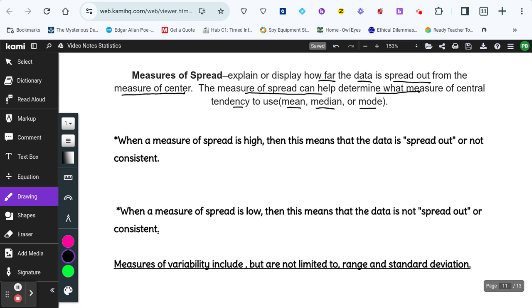All right, so when a measure of spread is high, that means that your data is spread out or not consistent. When I say not consistent, it's not all clustered together. When the measure of spread is low, that means the data is not spread out or is consistent, which means it's closer together.